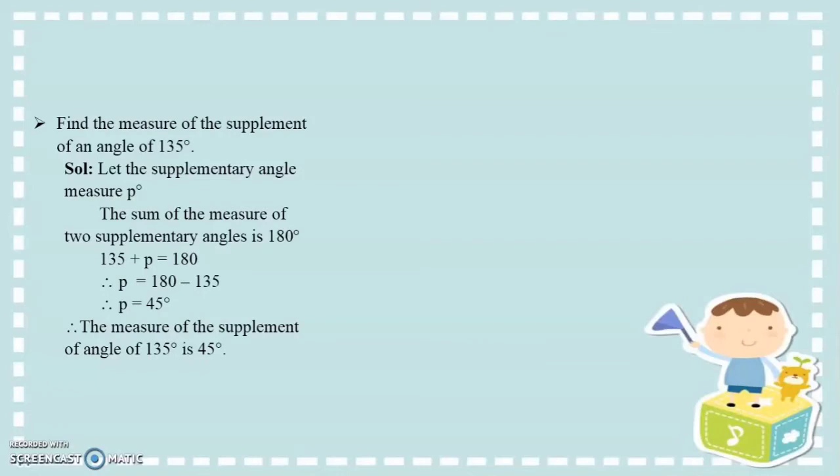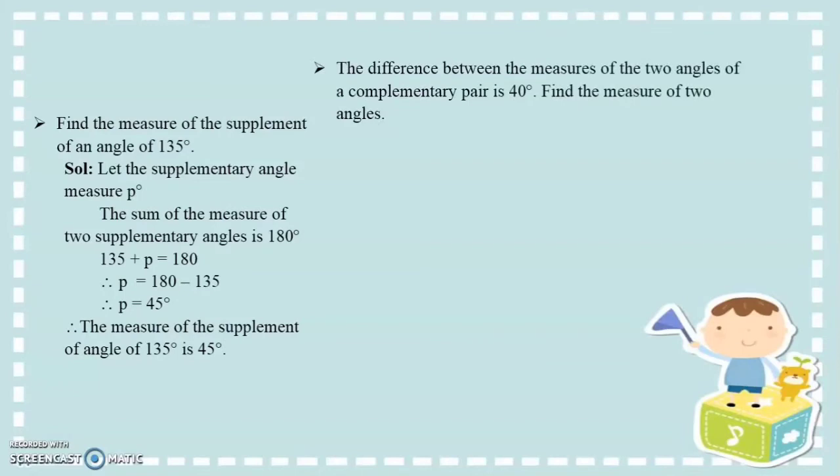We will see one more sum. They have given us that the difference between the measures of the two angles of a complementary pair is 40 degrees. We have to find the measure of the two angles. So they have given us the difference between the two angles as 40 degrees.